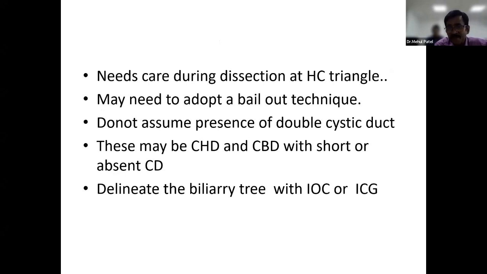So you need to have proper care during dissection of the hepatocystic angle. In some situations where you are not conversant and cannot find the cystic duct properly, you need to adopt some bailout technique. Do not assume that the patient has got a double cystic duct. This can be either a common hepatic duct or bile duct with a short or absent cystic duct. So in this difficult situation, one might need to see the biliary tree either with an intraoperative cholangiography or by using indocyanine green.